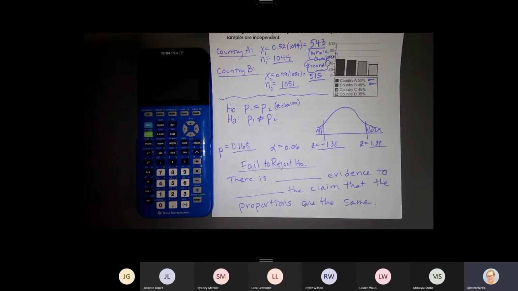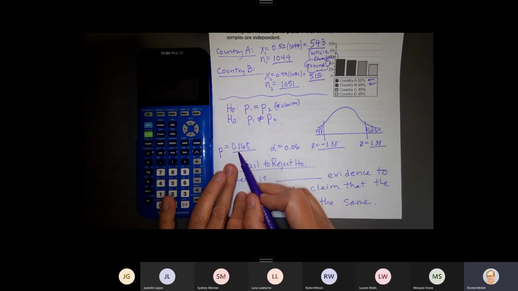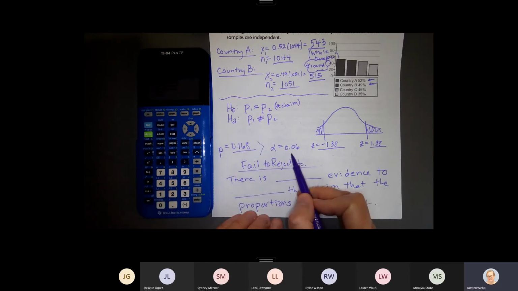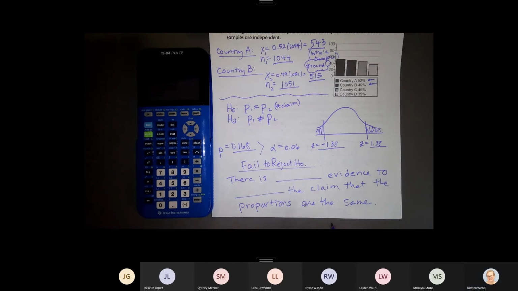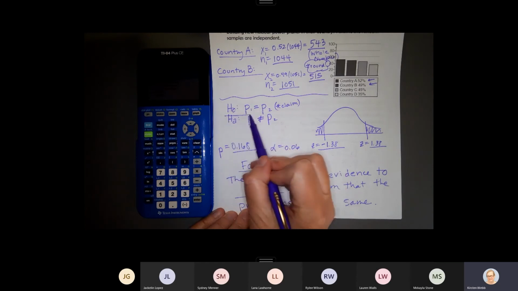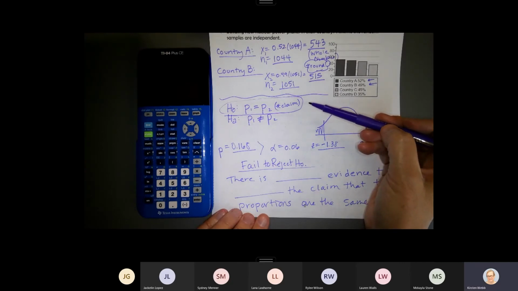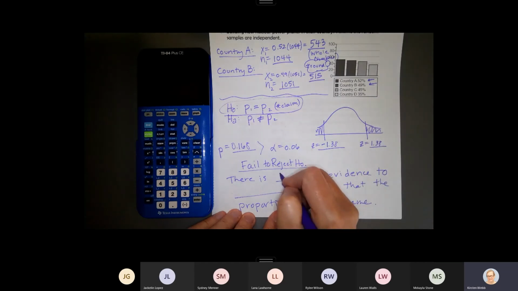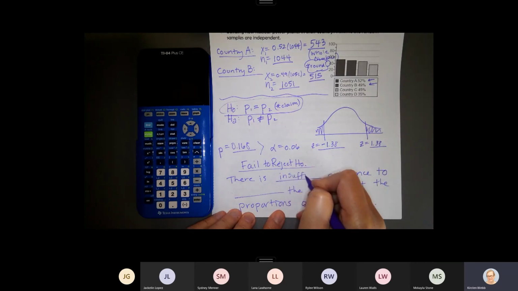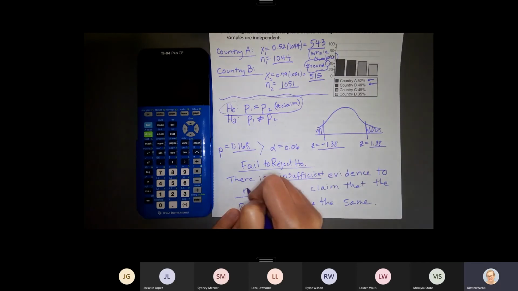I'm seeing a fail to reject H0 since our p-value 0.16 is greater than the alpha they gave us of 0.06. Sounding good? So if we fail to reject H0, here's H0. Since H0 is the claim, then we're failing to reject the claim. So there's not enough, or insufficient, evidence to reject the claim.